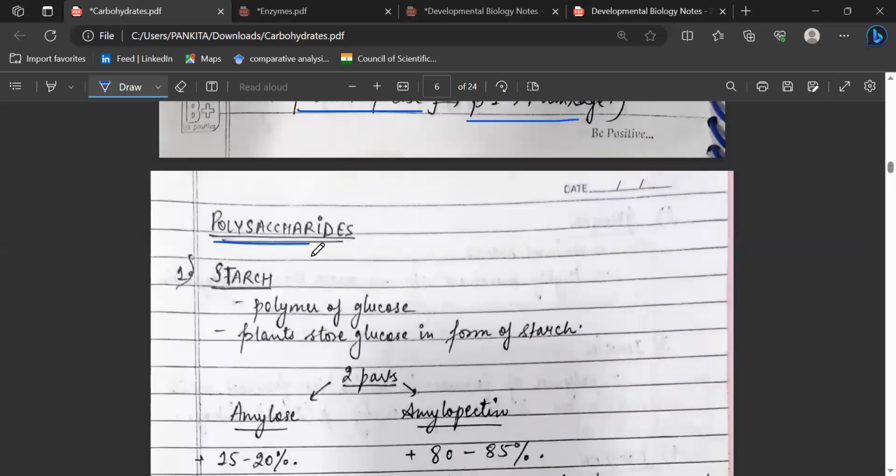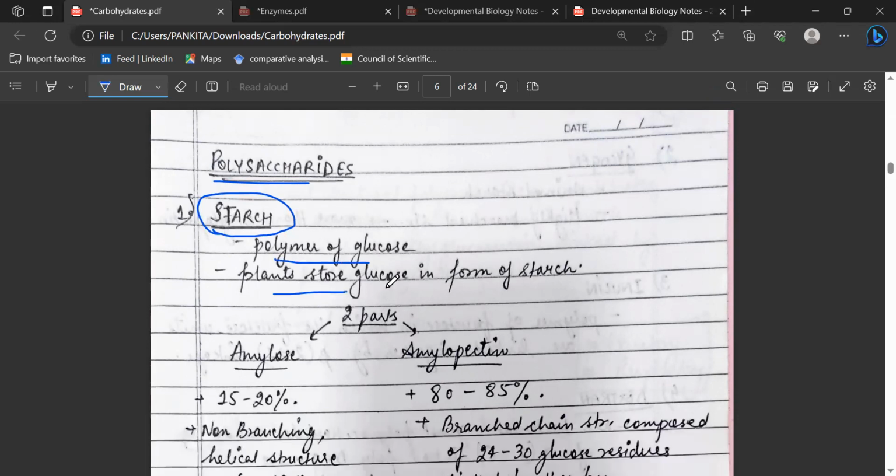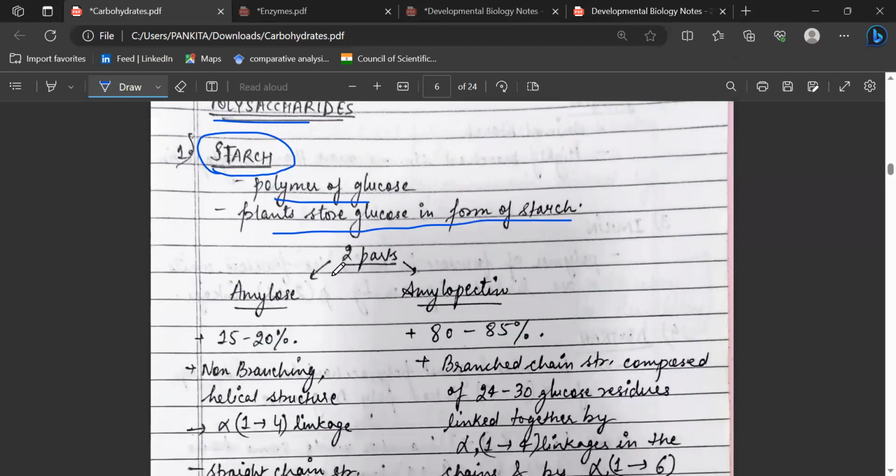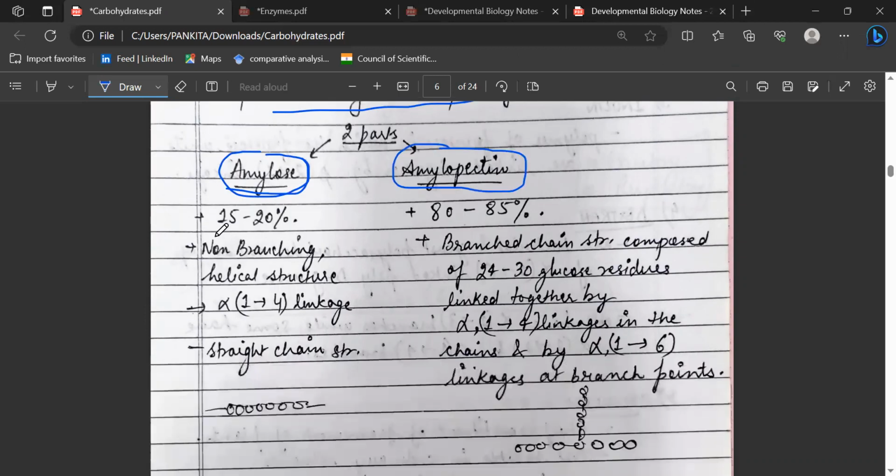Coming on to polysaccharides, the carbohydrates that are made up of multiple units. The first polysaccharide is starch. Basically, starch is a polymer of glucose, and plants store glucose in the form of starch. There are two parts of starch: one is amylose and the second one is amylopectin. Amylose is about 15 to 20%. It's a non-branching helical structure. The linkage found in amylose is alpha 1,4 linkage. It's a straight chain structure.